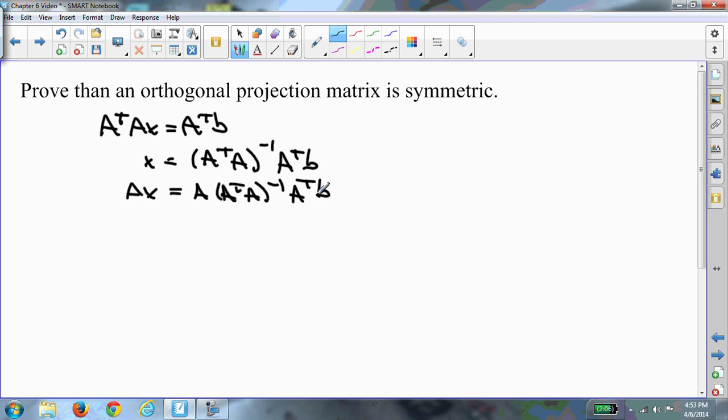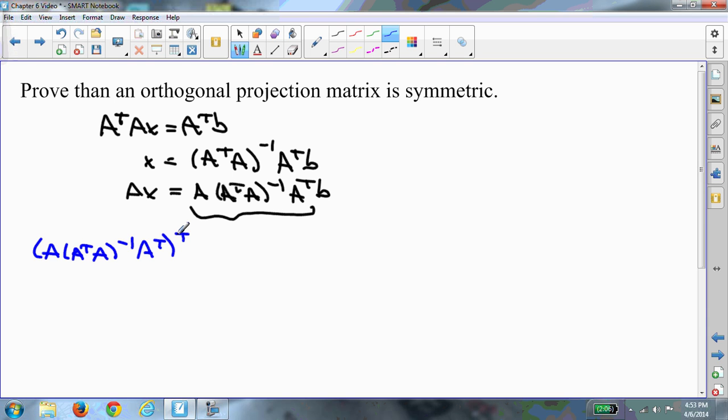So basically the question is, what do I do to B to get the orthogonal projection? Well, I do all this to B. So that's my orthogonal projection matrix. So I want to show that if I took A (A transpose A) inverse A transpose and transposed that entire expression, I should end up with the original thing, to show that it's symmetric.